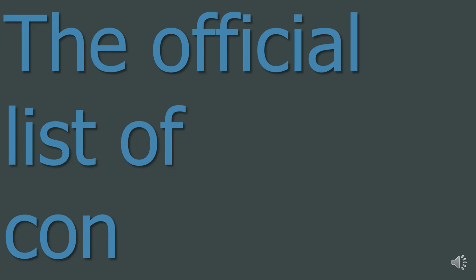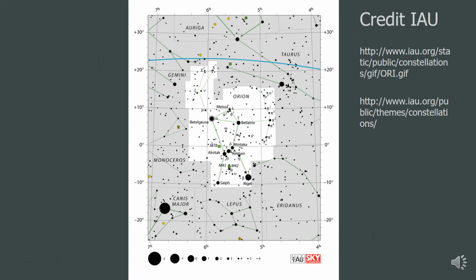3. The official list of constellations. The IAU split the night sky into 88 constellations. These constellations are often named after the shape of stars that are inside the constellation, for example, Orion.